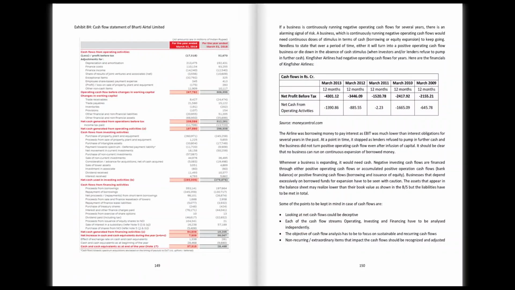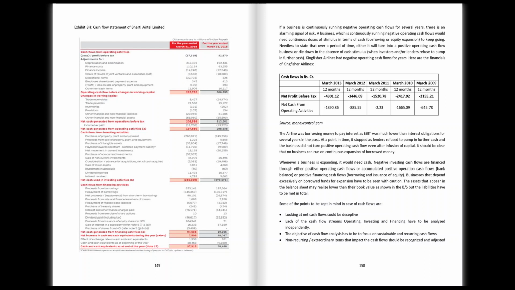If a business is continuously running negative operating cash flows for several years, there is an alarming signal of risk. A business which is continuously running negative operating cash flows would need continuous doses of stimulus in terms of cash, borrowing, or equity expansion to keep going. Needless to state that over a period of time, either it will turn into a positive operating cash flow business or die down in the absence of cash stimulus when investors and/or lenders refuse to pump in further cash.